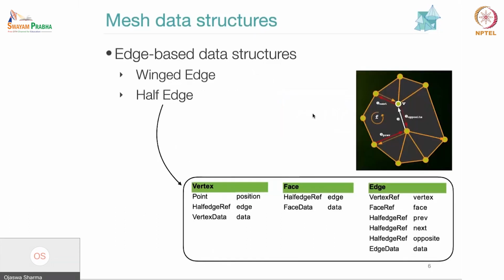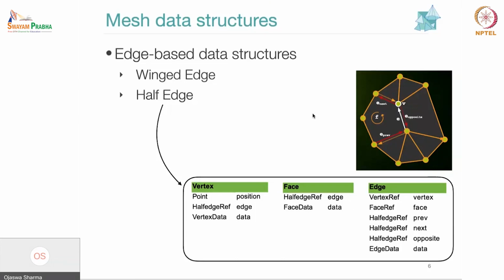It can take this one. But what I'm coming to is an edge-based data structure, and there are two prime candidates here. One is known as a winged edge data structure, and there is a more recent one which is known as the half edge data structure, which is the de facto standard when you want to do mesh processing. So you have a mesh represented in terms of a vertex, face, and edge. So edges are central to this data structure. That's why it is known as a half edge.